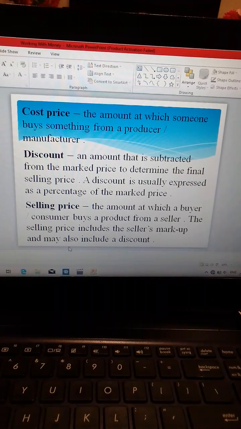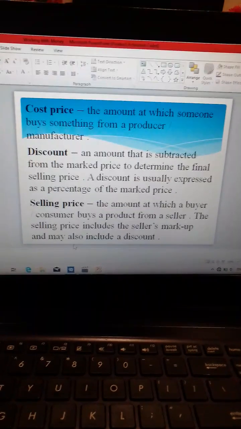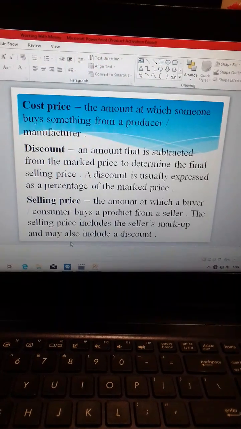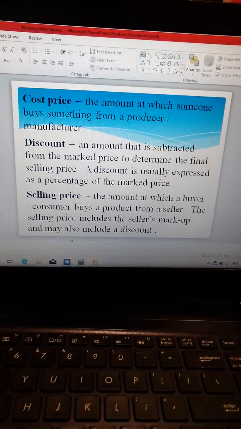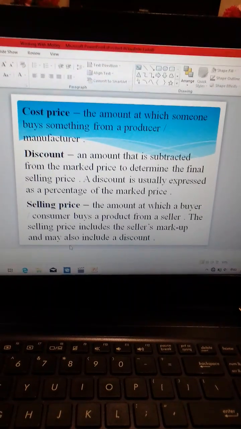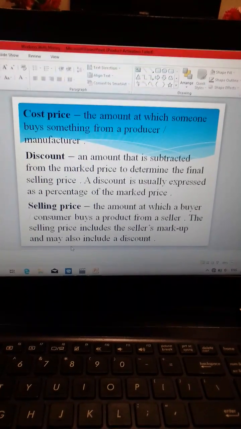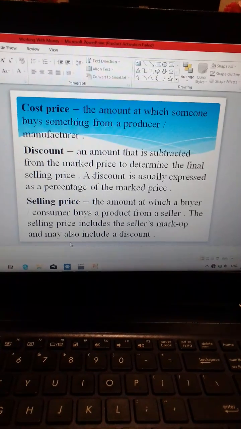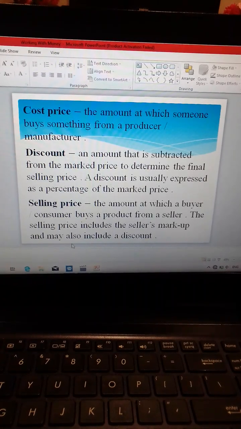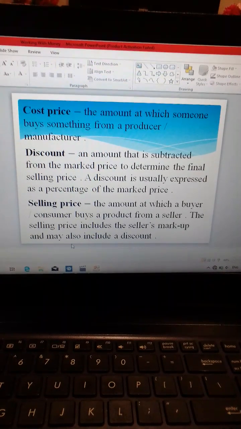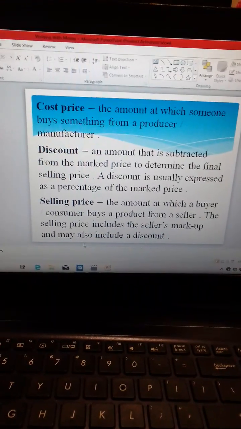A discount is an amount that is subtracted from the marked price to determine the final selling price. Okay? Please note that a discount is usually expressed as a percentage of the marked price. So, for example, maybe a pair of shoes may go for 300 rands and then they'll say 5% off. That means that they're taking 5% of that 300 rands. The selling price is the amount at which a buyer or consumer buys a product from a seller. The selling price includes the seller's markup and may also include a discount. So the selling price is the marked price.